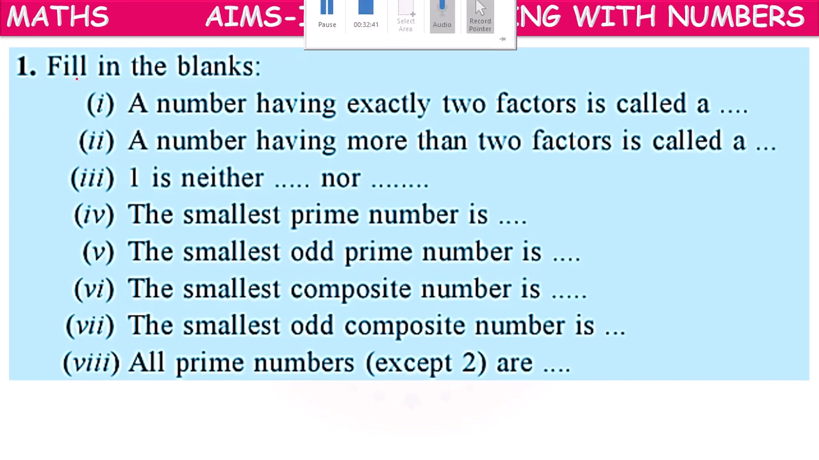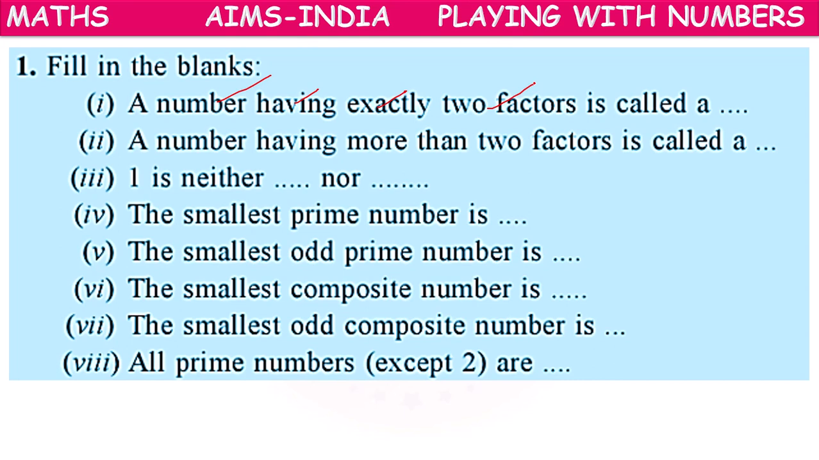Next one, fill in the blanks. A number having exactly 2 factors is called a prime number. If it has only 2 factors, one is 1 and the other is itself, then it is called a prime number. More than 2 factors, it's called a composite number. One is neither prime nor composite.